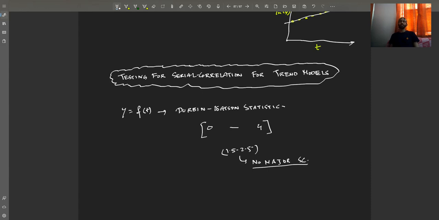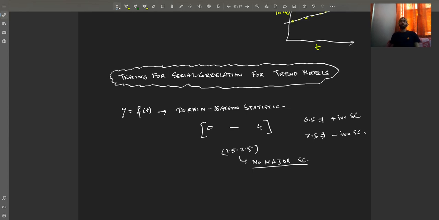But let's say if the value is 0.5, that is significantly less than 2, then this means positive serial correlation. And if the value is, let's say 3.5, that is significantly above 2, the implication is negative serial correlation. That is significant amount of negative serial correlation.